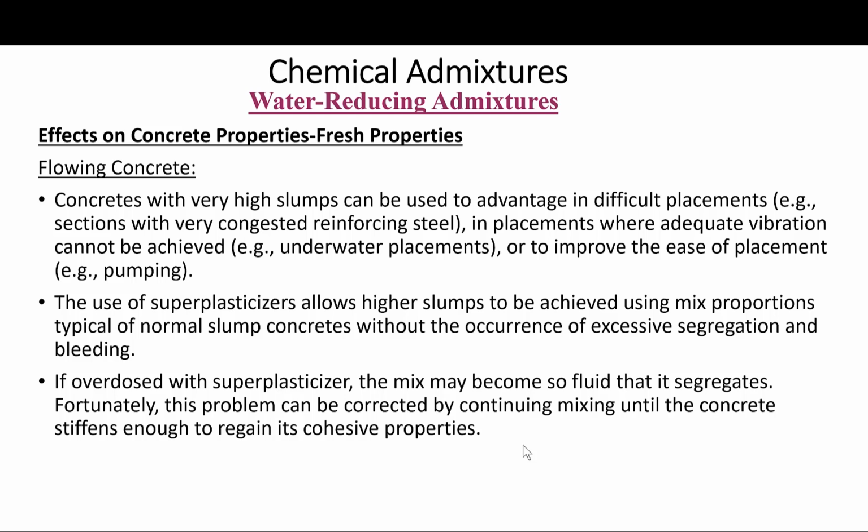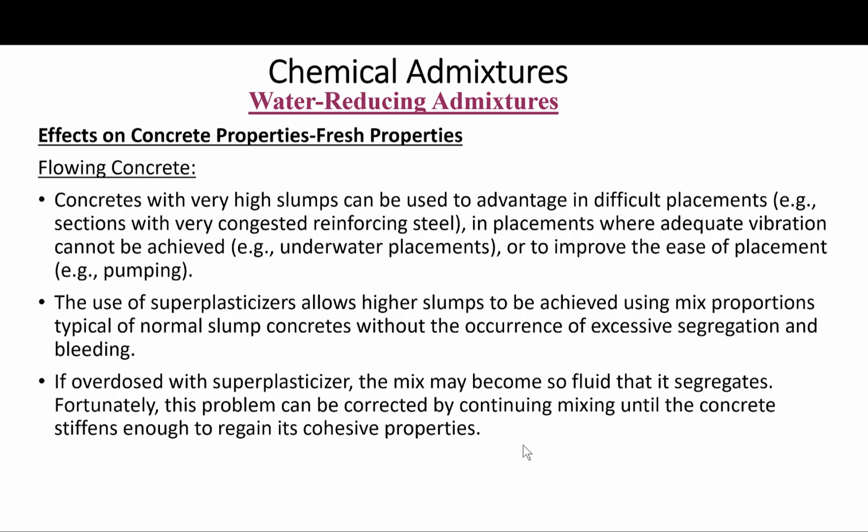Let's look at the flowing concrete and how it affects the concrete by making it a flowing concrete. So concretes with very high slumps, we said, can be used to advantage in difficult placement. As I said, sections with very congested reinforcing steel like a beam or a column, okay, and also in placement where adequate vibration cannot be achieved. For example, underwater placement, or basically to improve the ease of placement, for making pumping easier and more efficient.